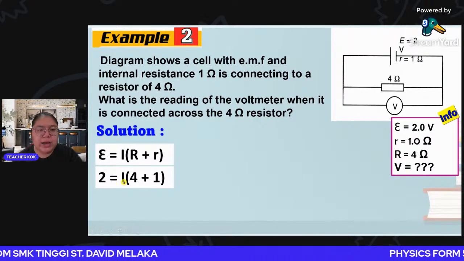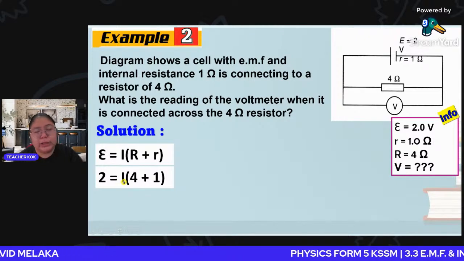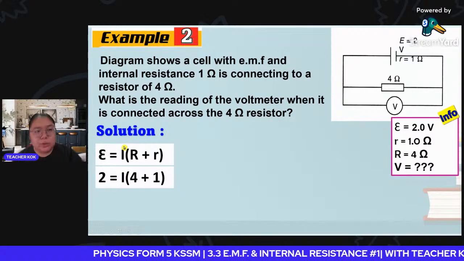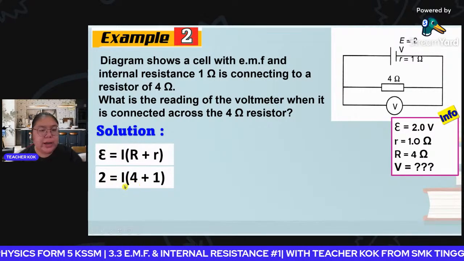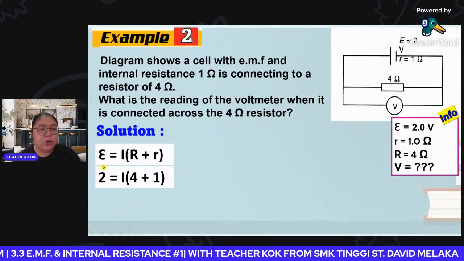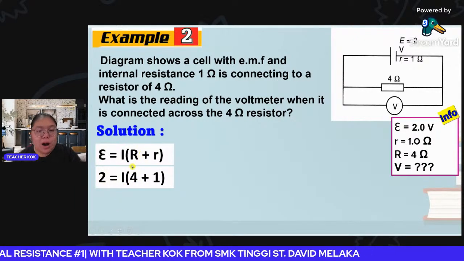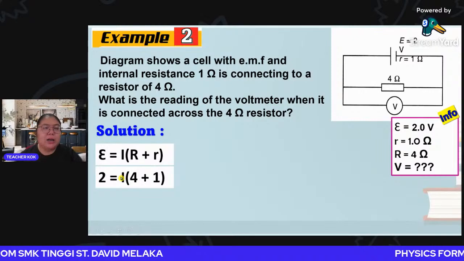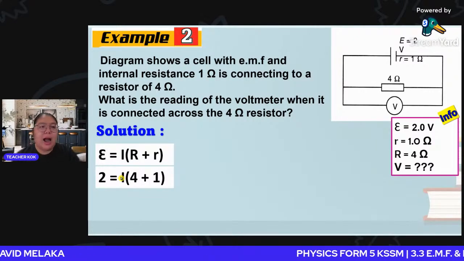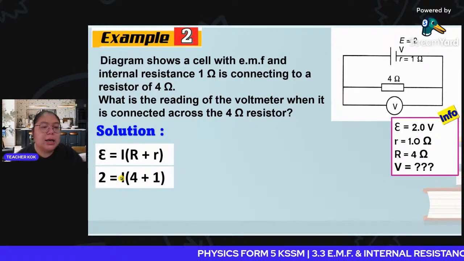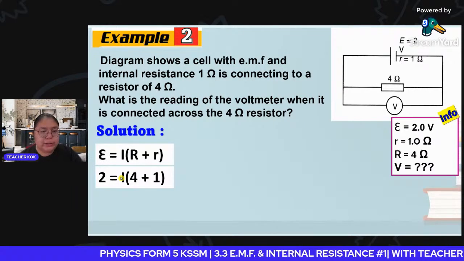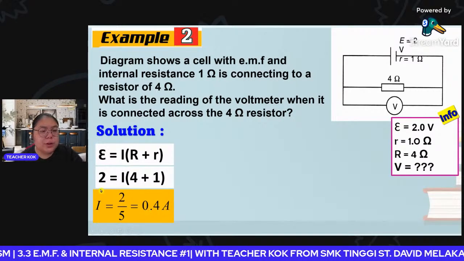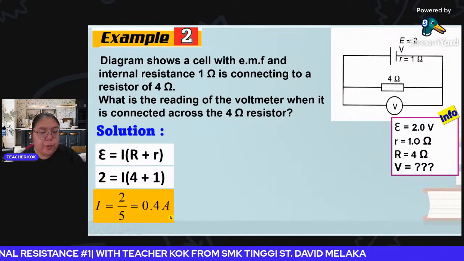So from here, we need to get the answer for I, because to get IR is okay, but we have no I. So we get the answer for I first. We take 2 as the EMF, capital R is 4, then plus internal resistance, 1. When I get the I, that means the rest we can settle. So the I is 0.4 ampere, because 2 over 5 is 0.4 ampere.